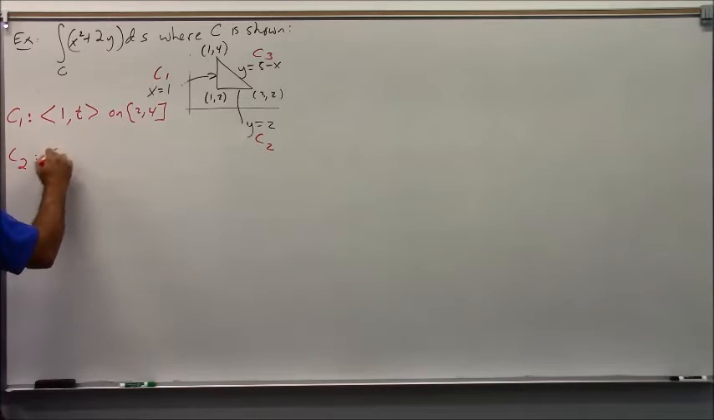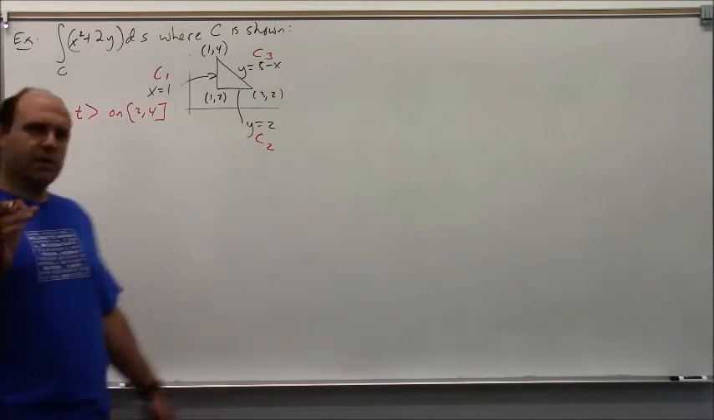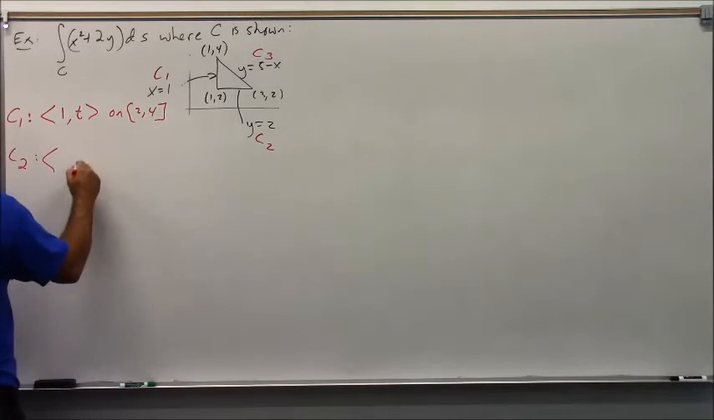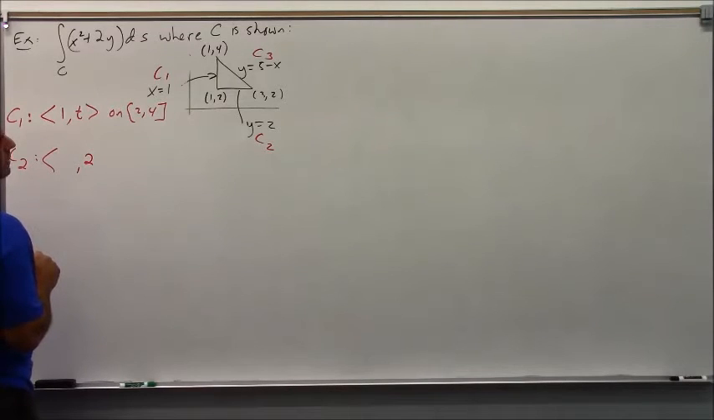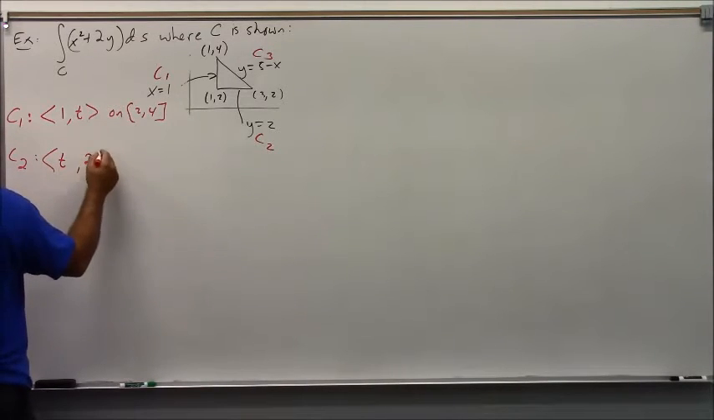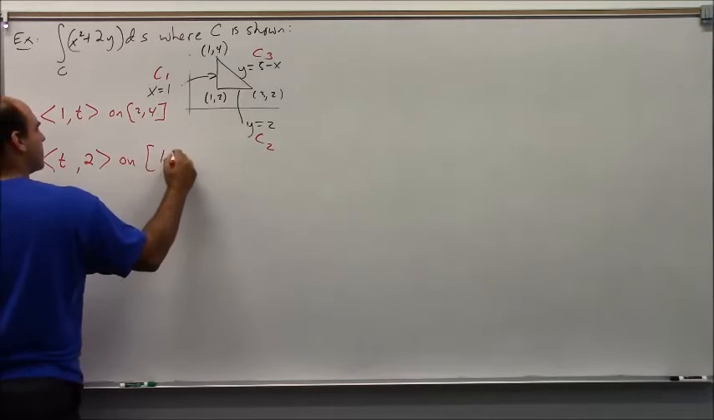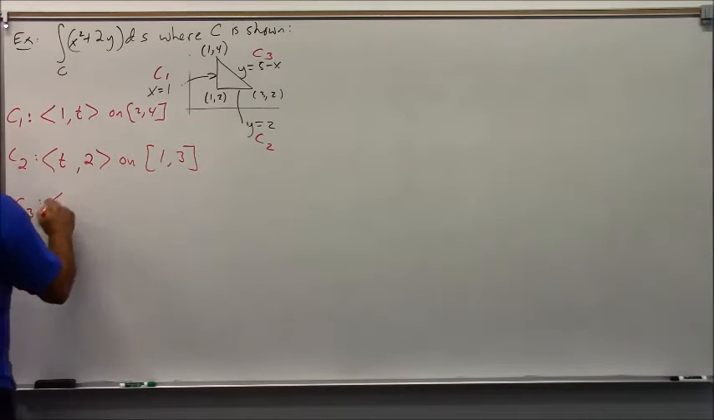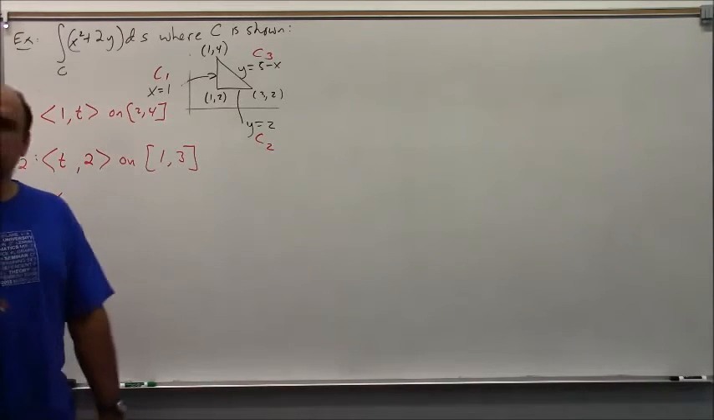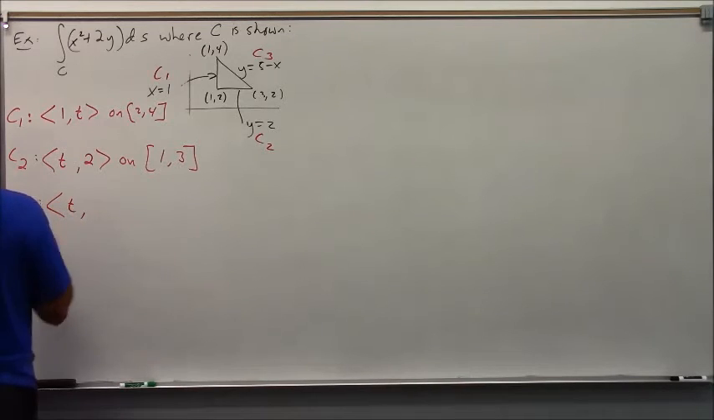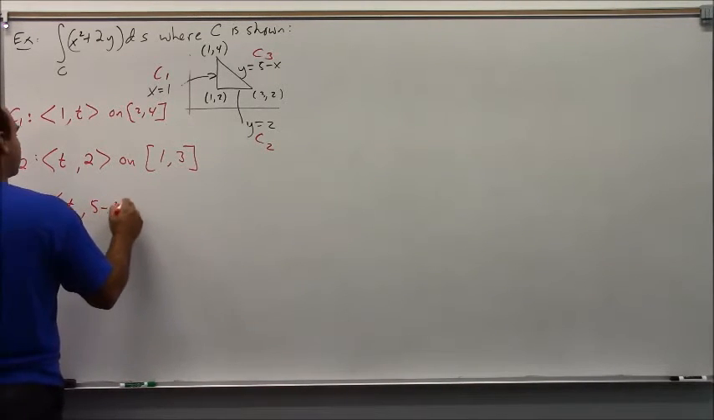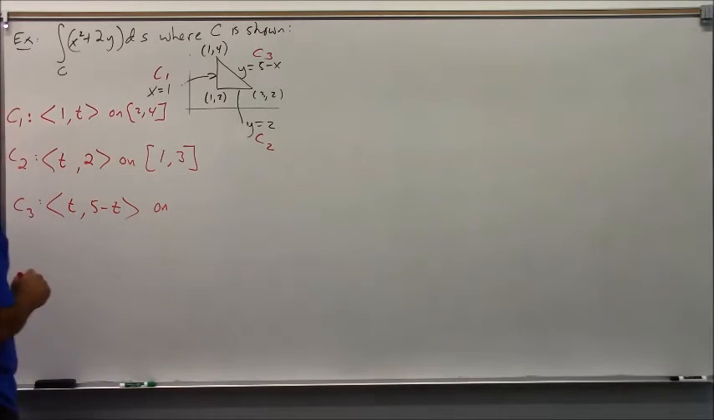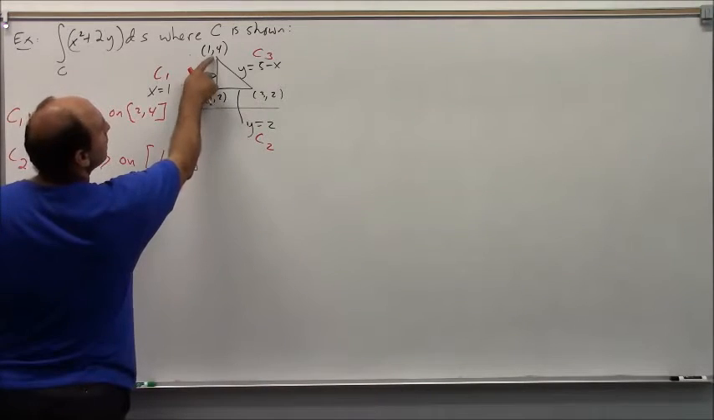And C2, this is a separate parameterization. It will be done in a separate integral, so it's okay to reuse values of t, just in case that comes up. This time y is 2, and x will range from 1 to 3, so I'll just let x be my parameter, t, from 1 to 3. And then for C3, since I already have y as a function of x, I'll let x be my parameter t. And then y is 5 minus t. And here, t is going to range from, looks like 1 to 3 again.